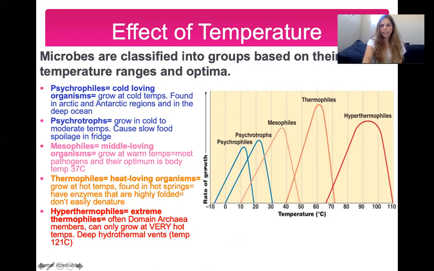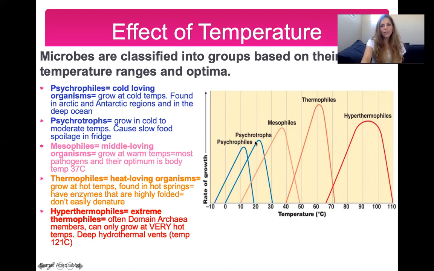That's why we use the Celsius scale in science. So if we look at this, organisms that grow at cold temperatures, or cold-loving organisms, are called psychrophiles. So these organisms are found in Arctic, Antarctic regions and in the deep, deep ocean where it's very cold. Organisms that like moderate temperatures, or middle-loving organisms, are called mesophiles. Almost all pathogenic organisms, so human pathogens, the ones that make us sick, are mesophiles because their optimum temperature is body temperature, which is 37 degrees Celsius.